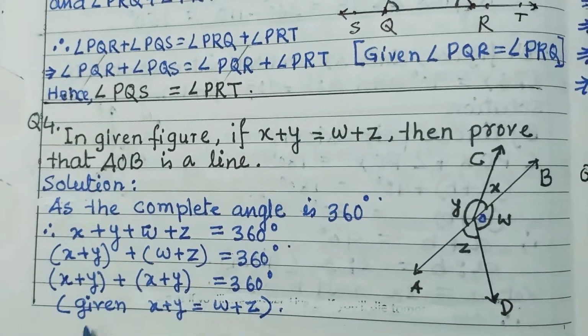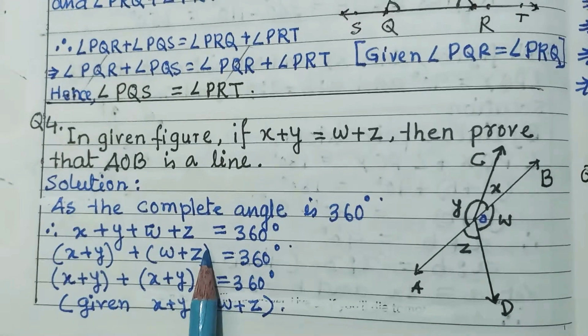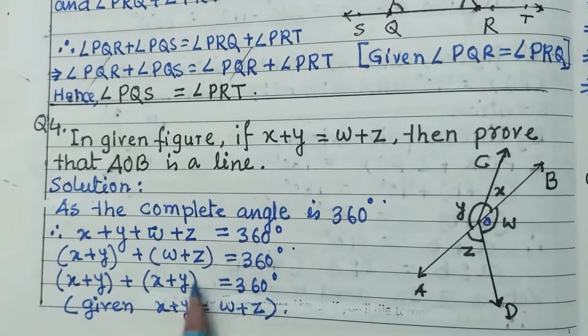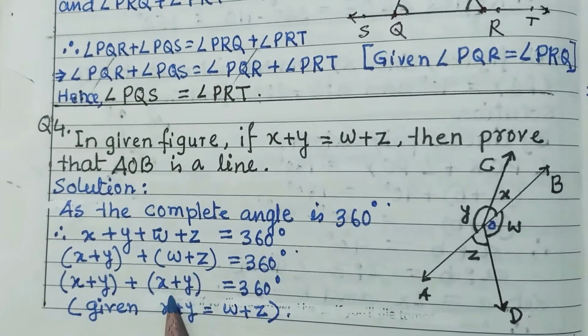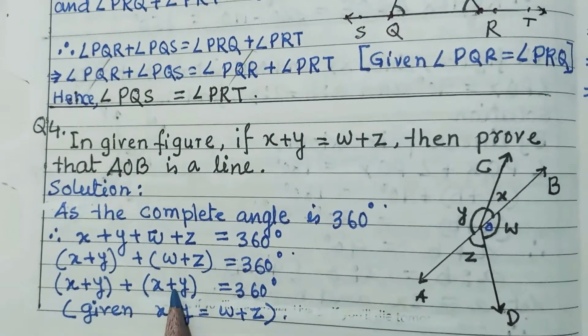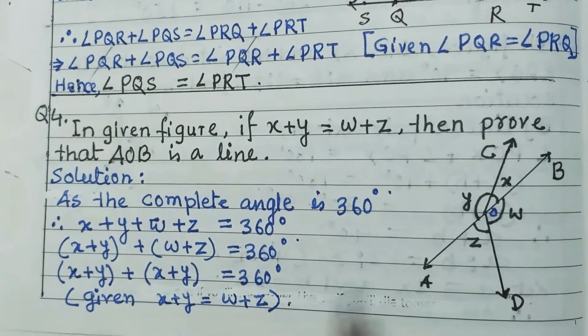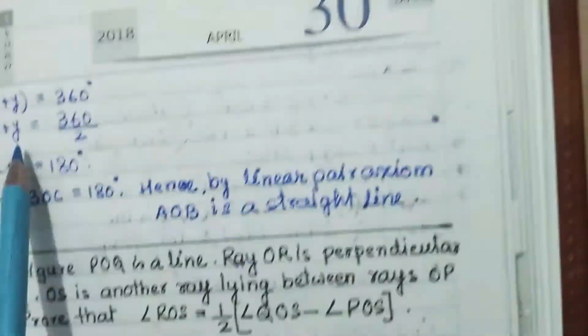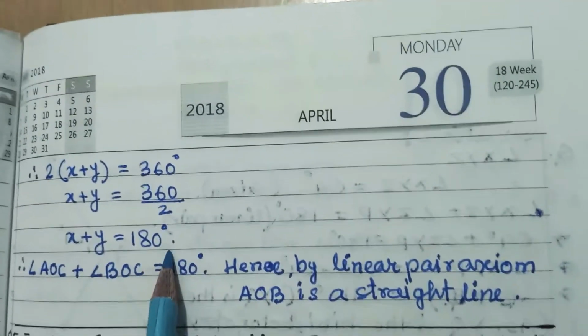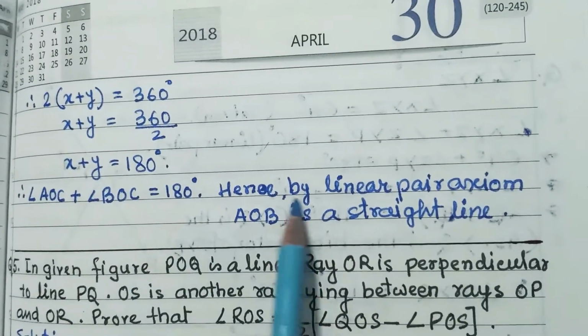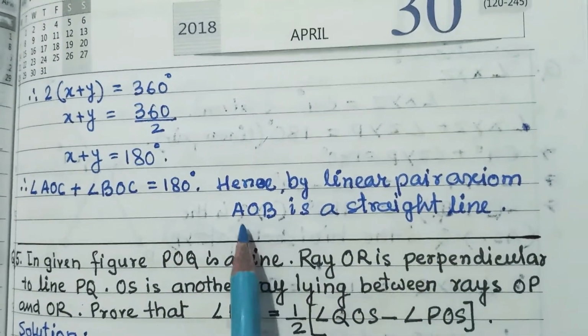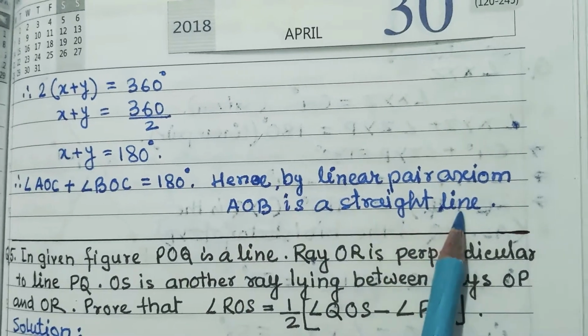Now x plus y plus w plus z is equal to 360 degrees. These two parts you take. These are 360 degrees. w plus z is equal to x plus y, given in the condition. So we can substitute its value. 2 times x plus y is equal to 360. So 1 time x plus y is equal to 180 degrees. 180 means it is the linear pair. So hence by the linear pair axiom, AOB is a straight line.